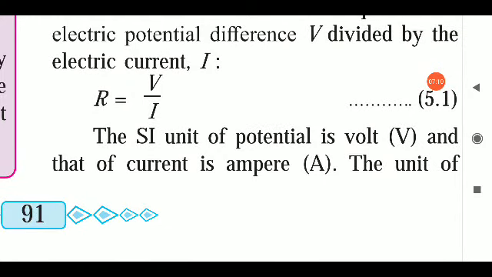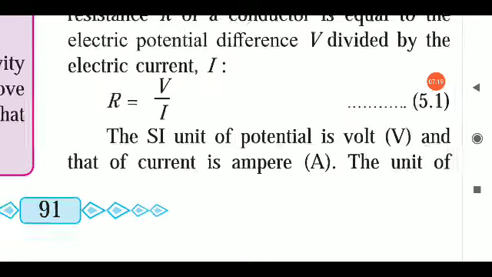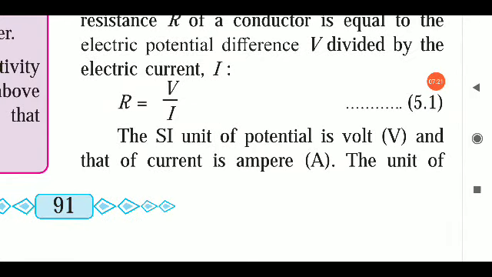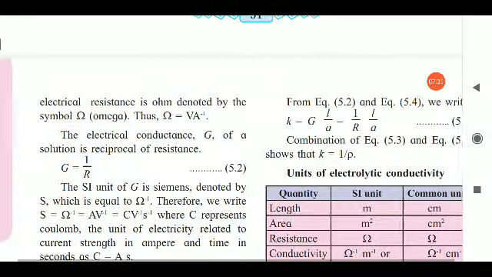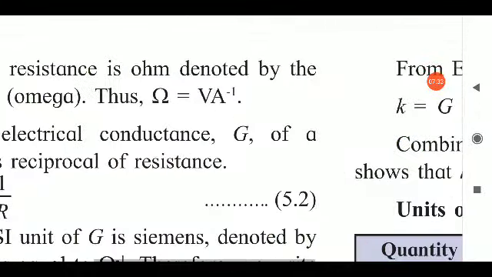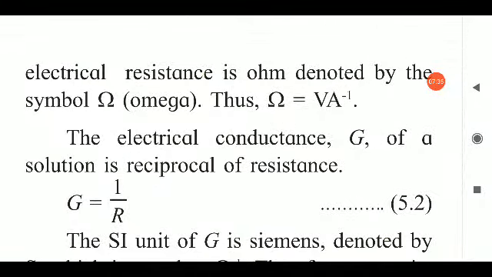So according to Ohm's law, the relation is R = V/I, or V = IR. This relation you already studied in the previous standard. The SI unit of potential is volt and that of current is ampere. The unit of electrical resistance is ohm, denoted by the symbol omega. Thus ohm is equal to V/A, or V into A inverse.